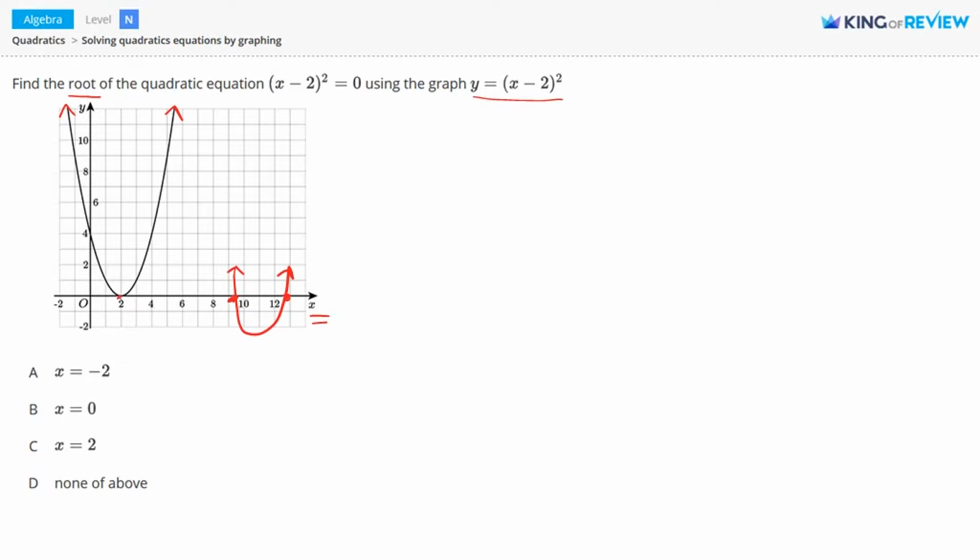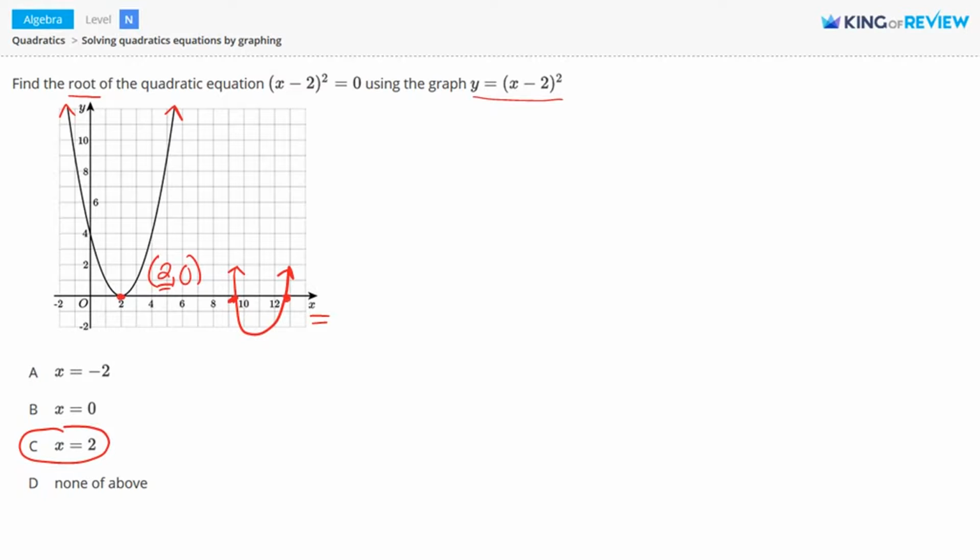You can see that it touches the x-axis at this point here. This point here is 2 because the x-coordinate is 2 and the y-coordinate is 0. So it crosses at x = 2. Letter C is correct.